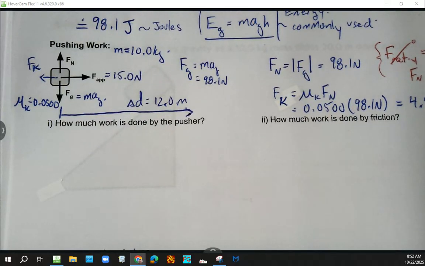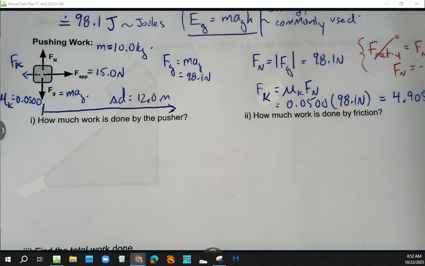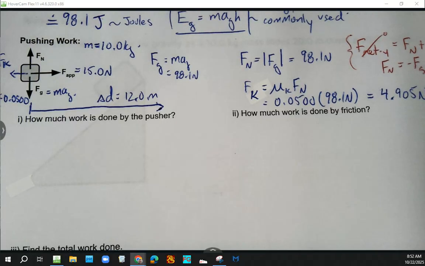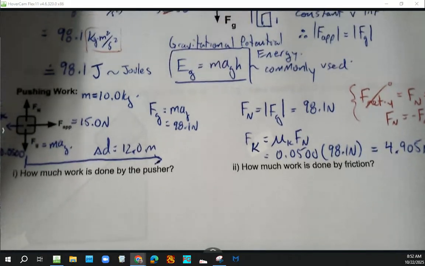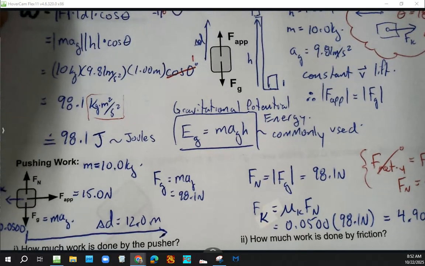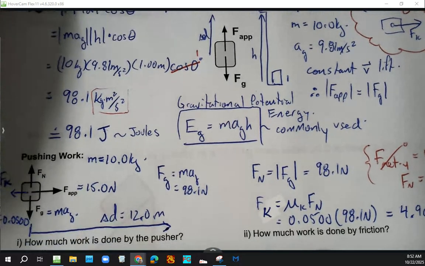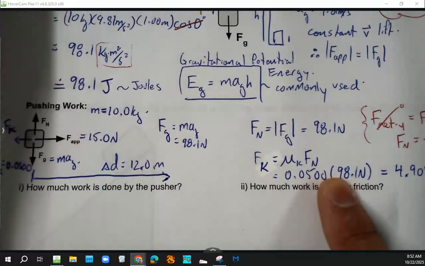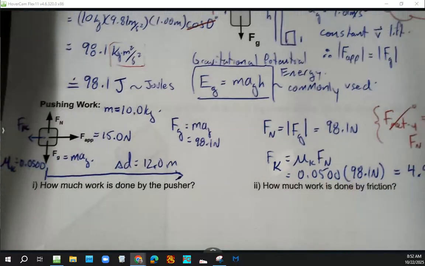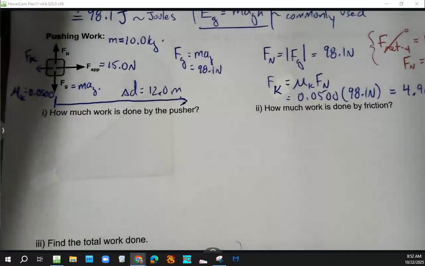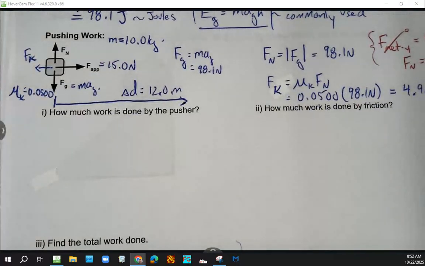I want to come back to these I and II questions. The I says, how much work is done by the pusher? Now be careful, the pusher is doing the applied force. That's our 15.0 newtons. Notice later on it says how much work is done by friction. That's the II question. That's a different question. So let's just make sure that we've got this all framed out and we know what we're actually doing. We're not doing it all at once. We're kind of parsing this out.